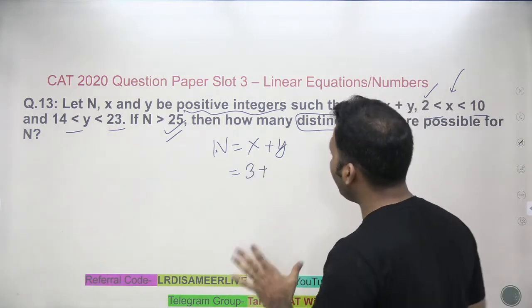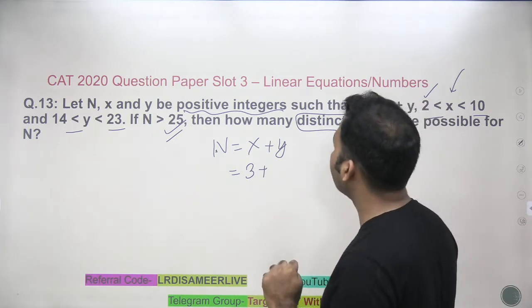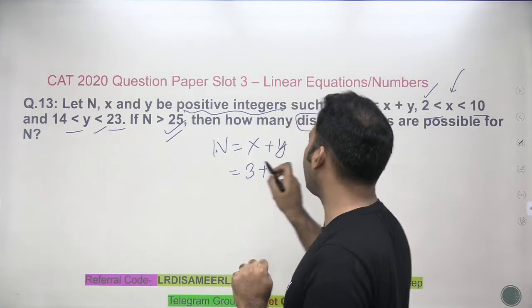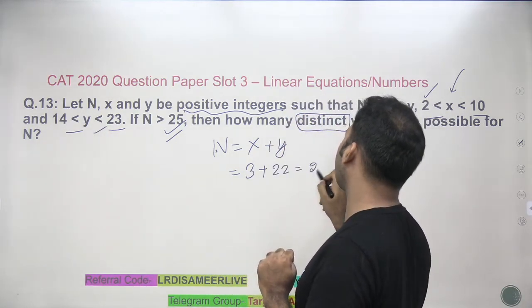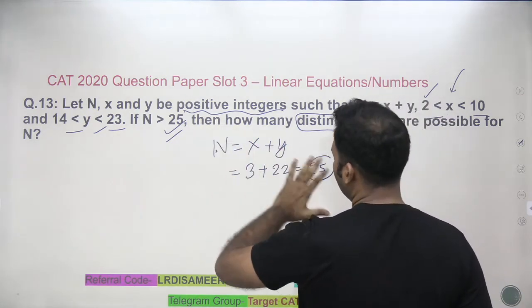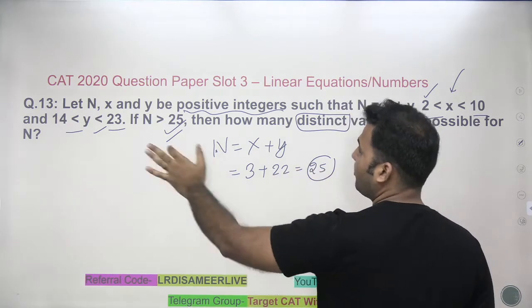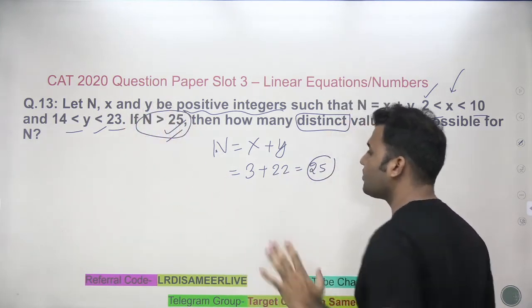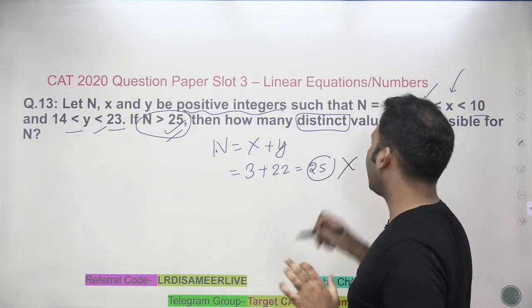And if I put the maximum possible value of y, which is 22, this comes out to be 25. Do I need n to be equal to 25? No, because I want n to be greater than 25. It's not possible. This is eliminated.